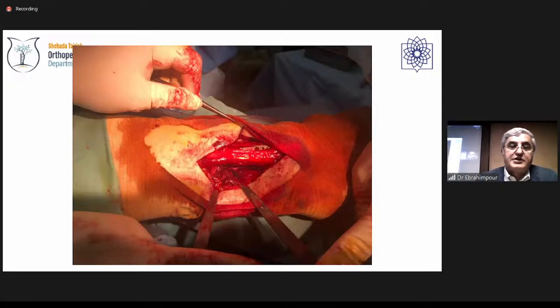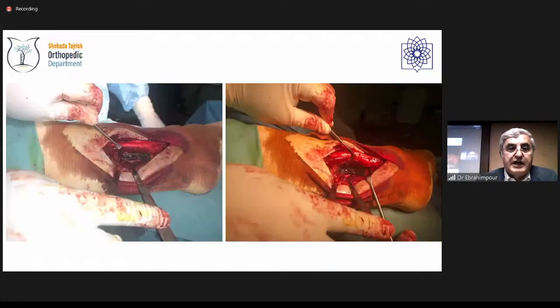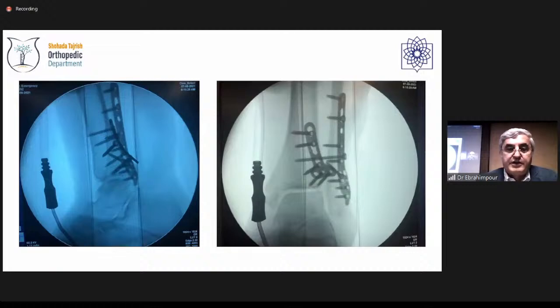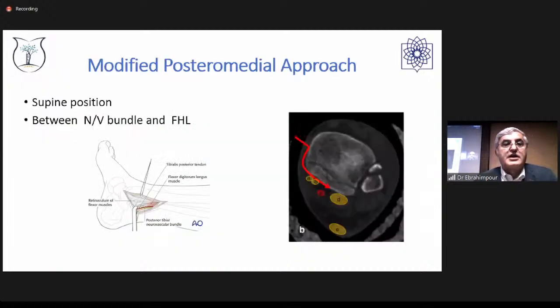As you see, the fibula plate is on the posterior part of the fibula. And from here, between FHL and peroneals, the posterior malleolus is addressed very, very well. And this is the final result after fixing with this.